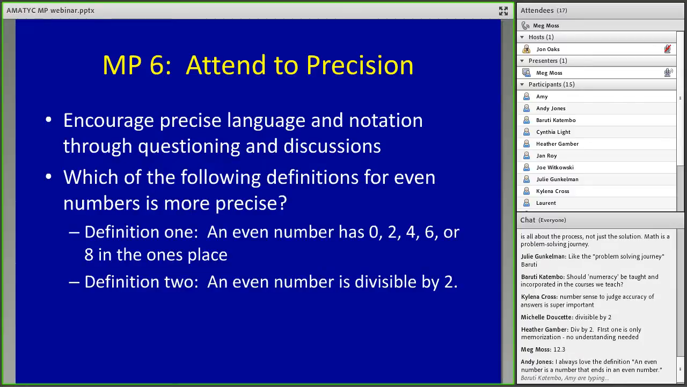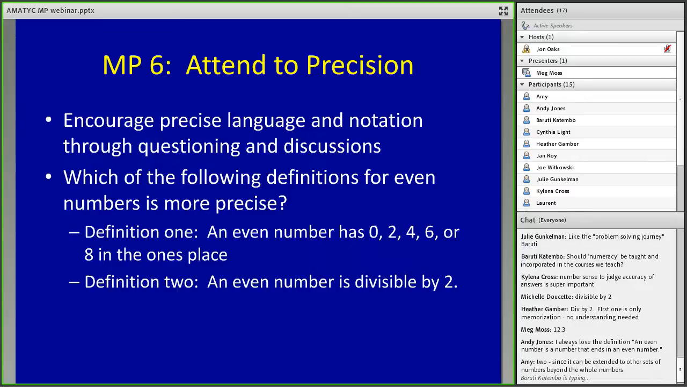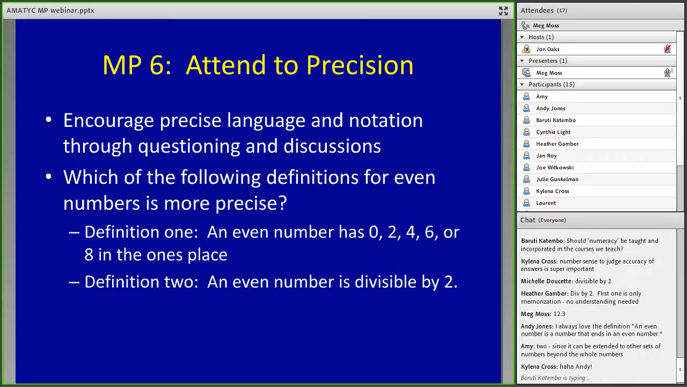12.3, for example. Oh, Andy, that is a fun one. I hadn't heard that one before. And so if I have the number 12.3, definition 1 is going to say that's an even number, right? Because it's got a 2 in the ones place.